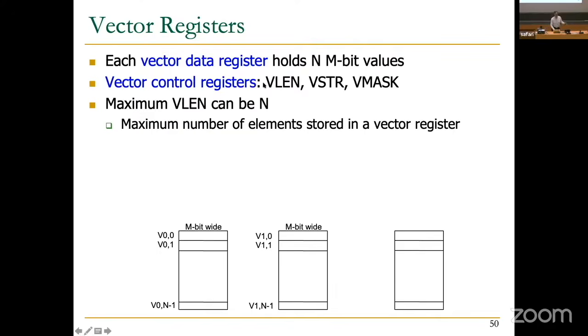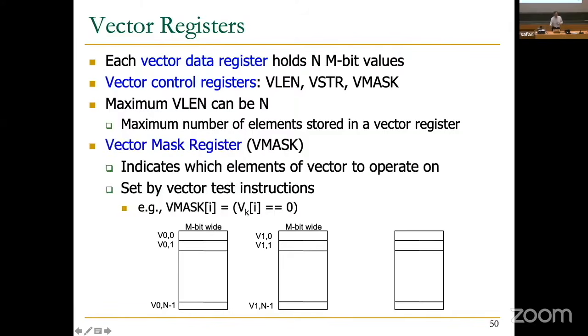So maximum vector length can be n. This is, as I said earlier, the maximum number of elements stored in a vector register. And you can see n over here in these vector registers. Vector mask register, VMask, indicates which elements of a vector to operate on. And this is set by vector test instructions. This is very similar to compare instructions in scalar ISAs.